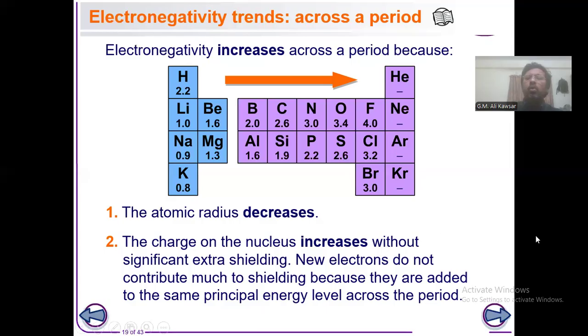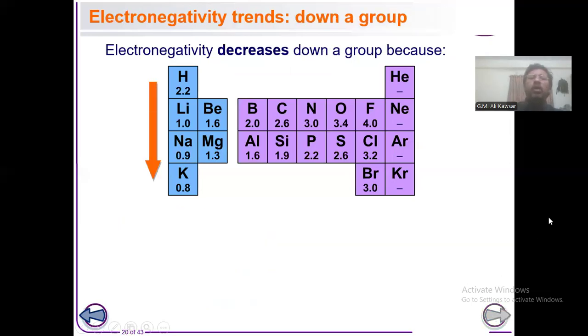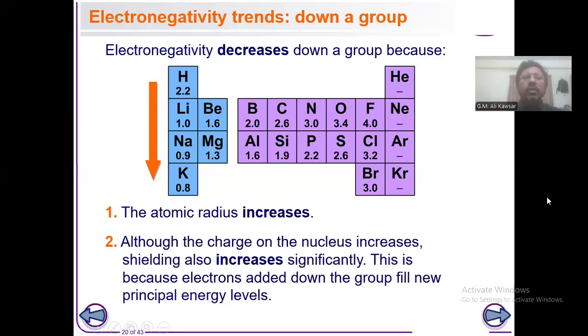Well, now let me consider how it happens down the group. We will explain it from the next slide. Down the group, the electronegativity decreases. The explanation is that down the group, the atomic radius increases as the shell number increases. So the atomic size increases, and electronegativity decreases. Due to the size of the atom, the distance from the center of the nucleus to the shared pair will be more. As a result, electronegativity will be less.